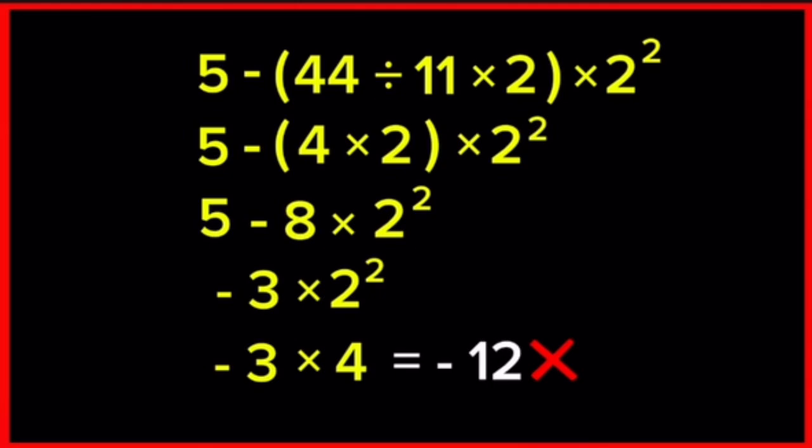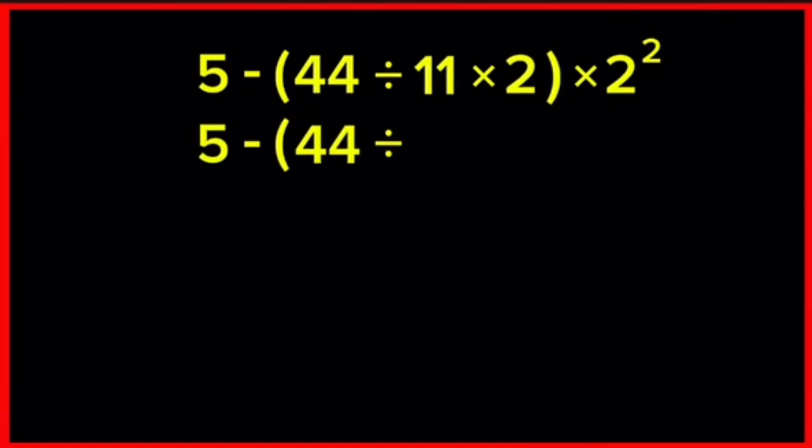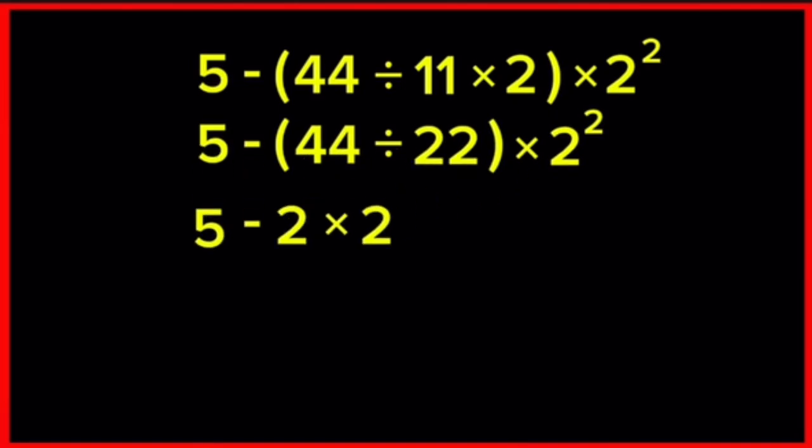They still begin with the expression inside the parentheses, but this time they incorrectly believe multiplication should be done before division. Because of that misunderstanding, they first multiply 11 by 2 and rewrite the expression as 5 minus (44 divided by 22) multiplied by 2 squared. In the next step, they divide 44 by 22 and simplify the equation to 5 minus 2 multiplied by 2 squared. Then they correctly evaluate the exponent and rewrite the expression as 5 minus 2 multiplied by 4.